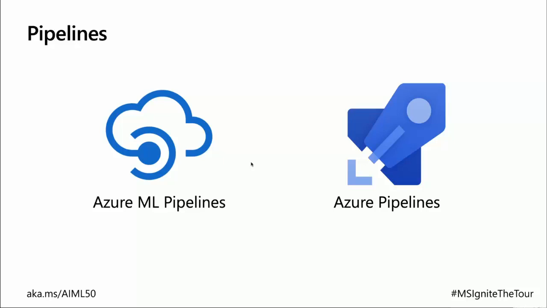Azure Machine Learning Pipelines is generally for machine learning workflows, so the process of actually doing our training. Azure Pipelines is much more generic. It's generally focused on building applications and deploying those applications, continuous integration, continuous deployment.